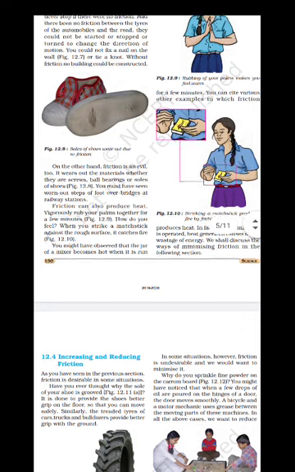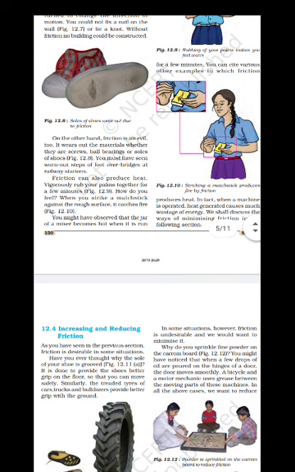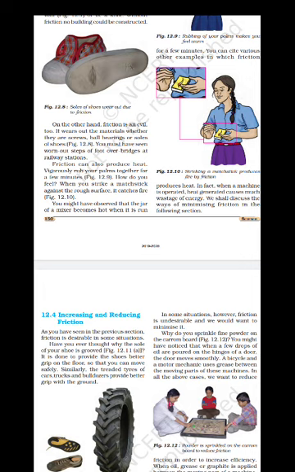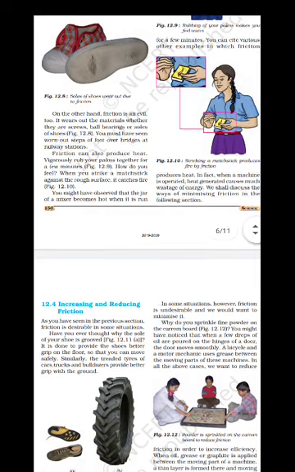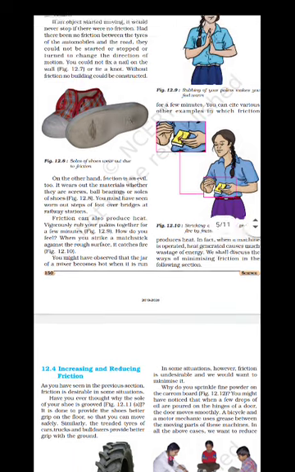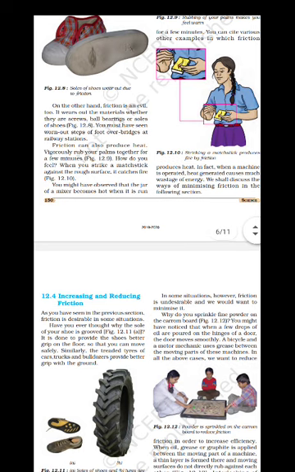The friction can also produce heat. Vigorously rub your palms together for a few minutes and you will see your hands get warmer. We do this exercise during winters, isn't it? And have you seen that striking a matchstick against a rough surface, it immediately catches fire. So we come to know that friction also produces heat. All these examples show us that friction causes wear and tear on the surfaces where it has been applied, and it also produces heat.